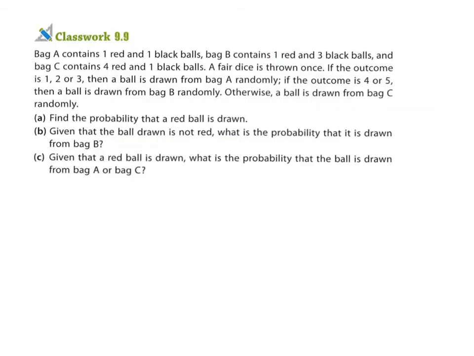So let's see some examples. Classwork 9.9: you can see that bag A consists of one red and one black ball, and then bag B has 1 and 3, bag C has 4 and 1. So a fair dice is thrown, and if the outcome is 1, 2, 3, then we will draw from bag A, 4 and 5, bag B, and then 6, bag C. Find the probability that a red ball is drawn. So if you want to understand it, you can draw a tree diagram. So there's 1/2, we get A, and then B and C, 1/6, 1/3, and then red and black.